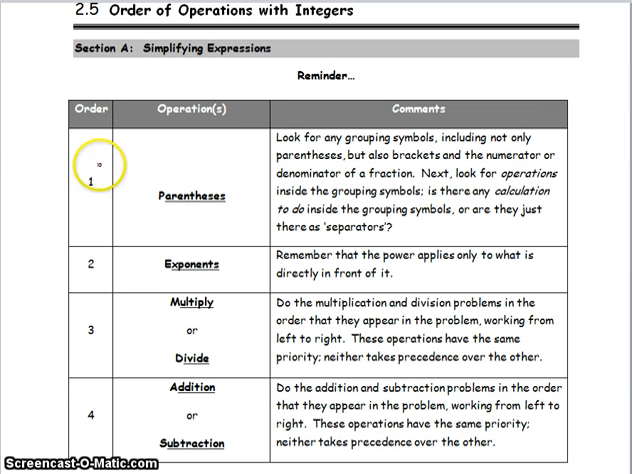Okay, first of all, we want a review of our order of operations. The P stands for parentheses. That's the first thing that we do. Number 2, the E stands for exponents. Number 3, the M is multiply, and we also have or divide. Now remember, we do these according to which one comes first from left to right because they have the same rank. Now finally, number 4, we have addition or subtraction. It's whichever one of those comes first from left to right.